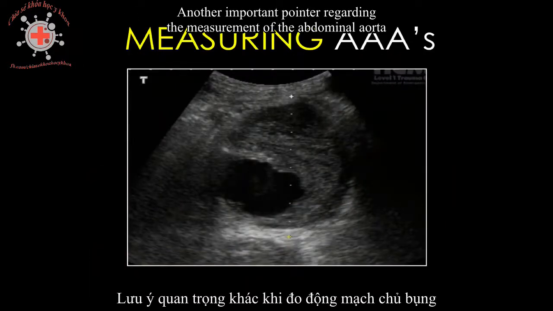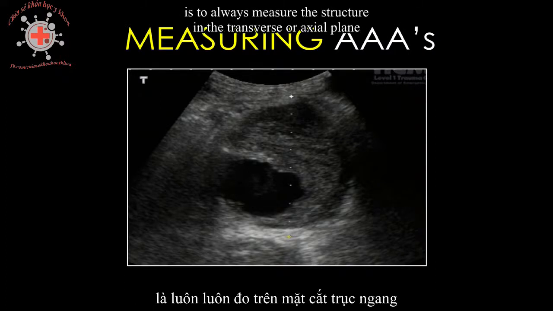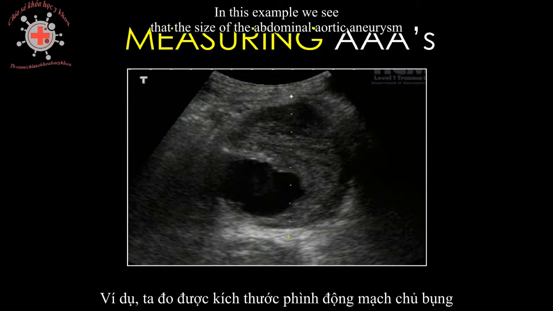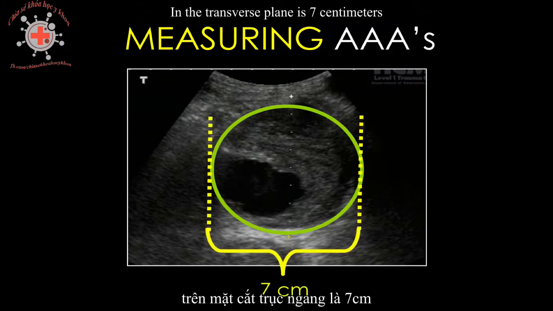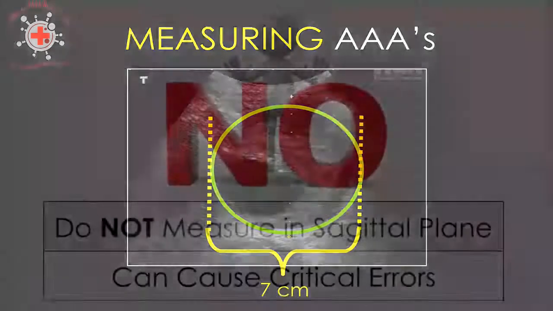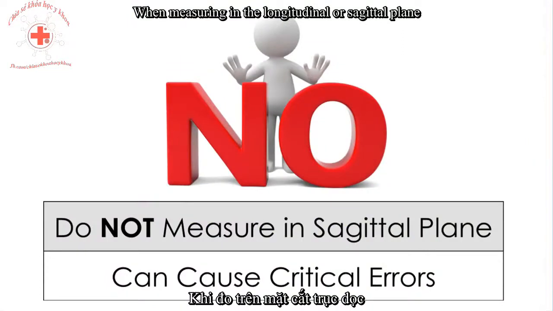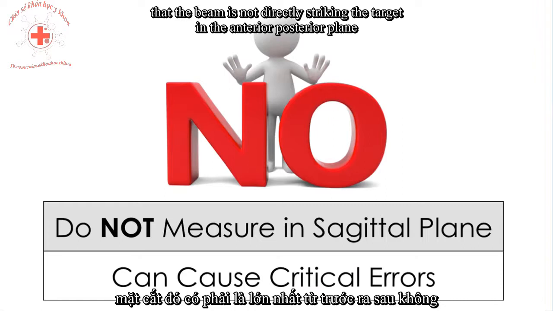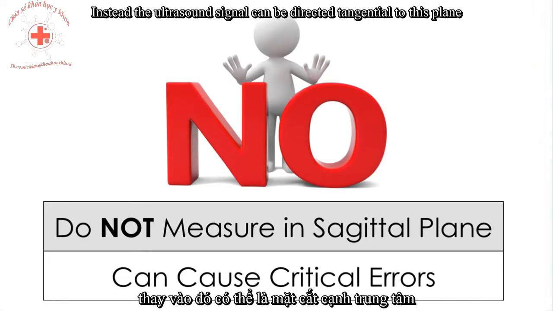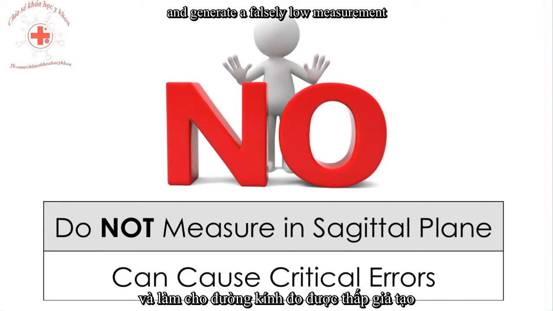Another important pointer regarding the measurement of the abdominal aorta is to always measure the structure in the transverse or axial plane. In this example, we see that the size of the abdominal aortic aneurysm in the transverse plane is 7 centimeters. When measuring in the longitudinal or sagittal plane, the examiner may be unaware that the beam is not directly striking the target in the anterior-posterior plane. Instead, the ultrasound signal can be directed tangential to this plane and generate a falsely low measurement.